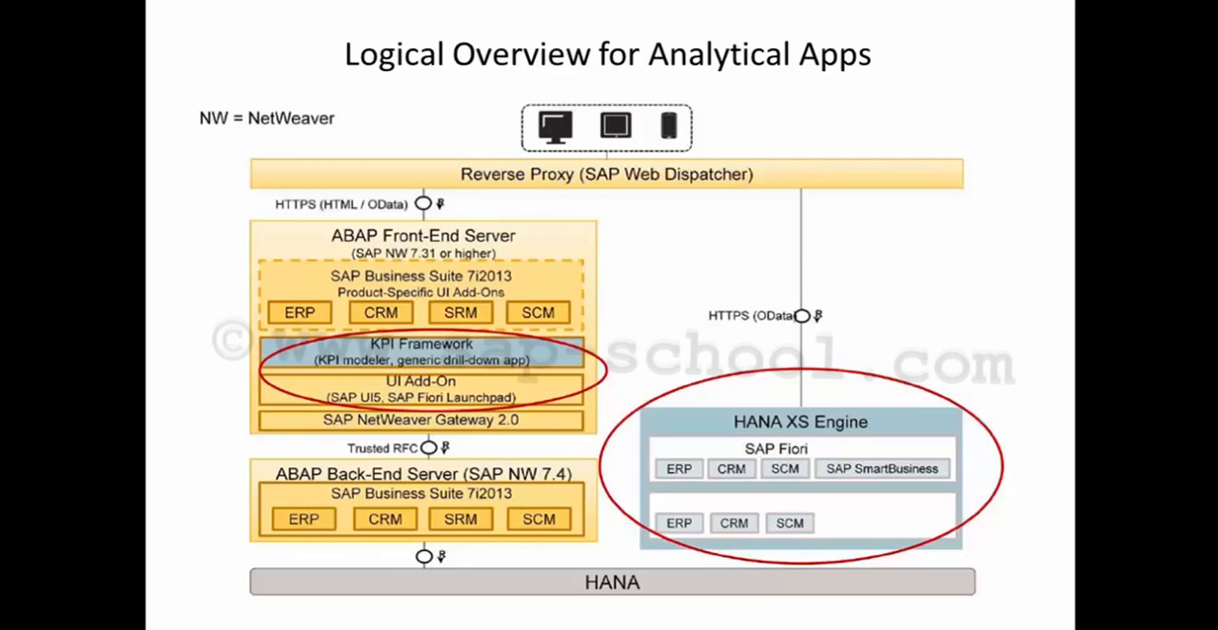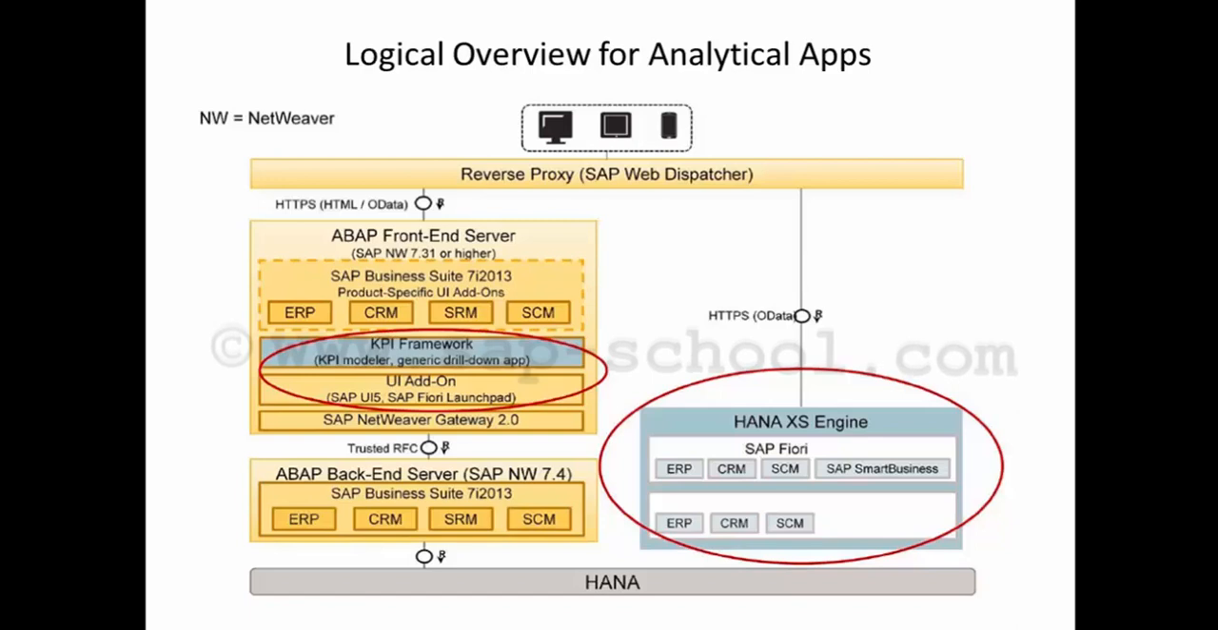Within the Access engine there are two components: the HANA Live app content for the respective business suite and the smart business component with the KPI modeler. Within the HANA Live content, the VDM reuse content exists, which can be modified for extensibility purposes. The front-end server is leveraged for analytical apps for the Launchpad and the KPI framework. So this is about the logical view of the architecture for analytical apps.